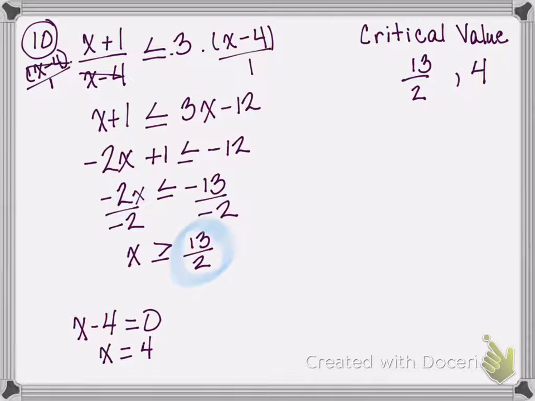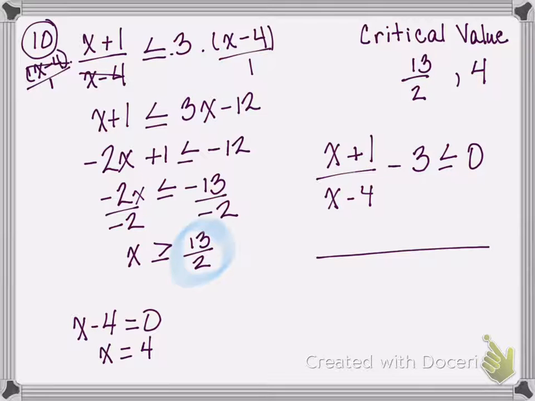What I'm going to do now is take my inequality and have 0 on one side. Having 0 on one side helps us when we do our test points. So I'm going to subtract 3 from both sides, and I'm going to have the whole thing less than or equal to 0, and that will help us with our test points. So I'm going to create our x-axis, and I'm going to identify our critical values. Notice both of our critical values are positive, so we don't have to worry about any negative values.